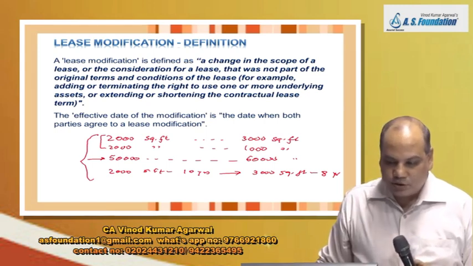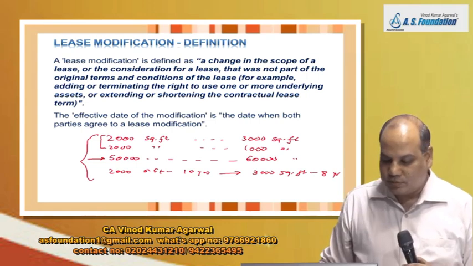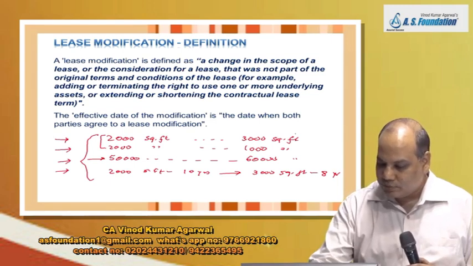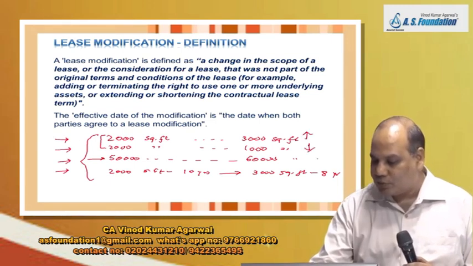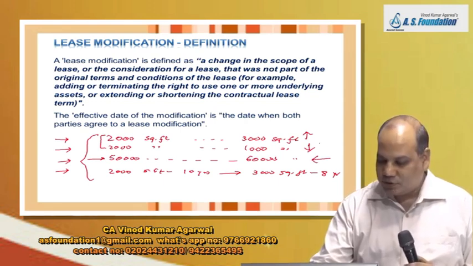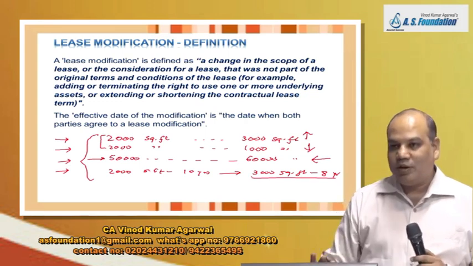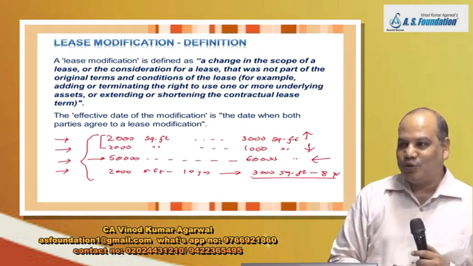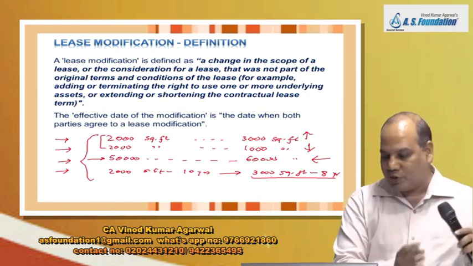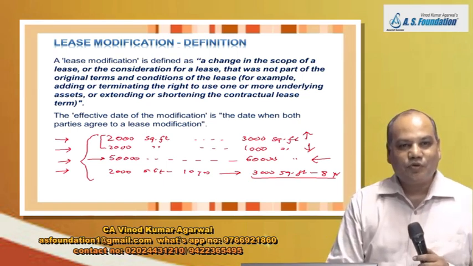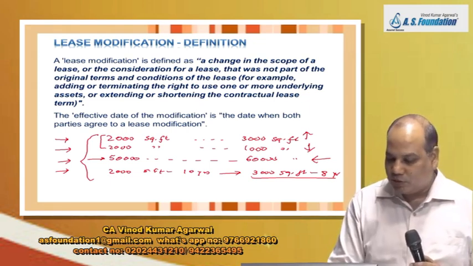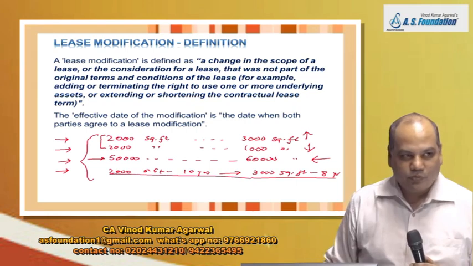A lease modification is defined as a change in the scope of the lease. These are examples of change in scope of lease. It can increase the scope, it can decrease the scope, it can change the amount without changing the area. It can increase and decrease the scope, both. Increase from 2,000 to 3,000, decrease from 10 years to 8 years. So simultaneously there is an increase and decrease also. So this will become a little more complicated problem. We will see both.